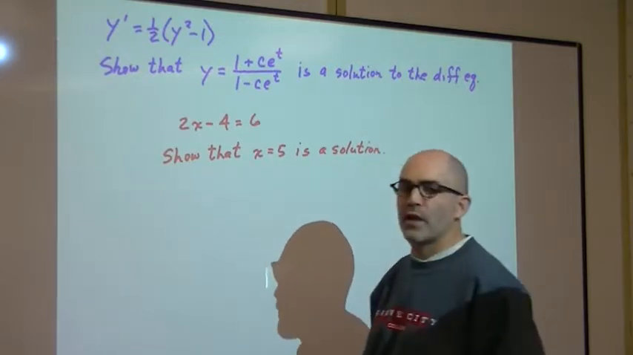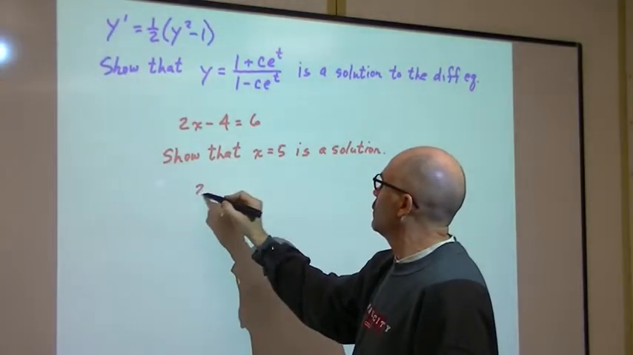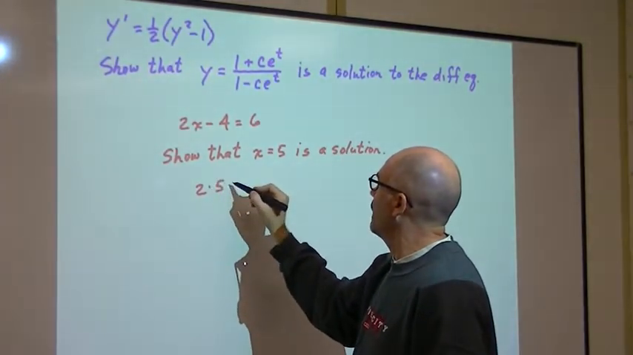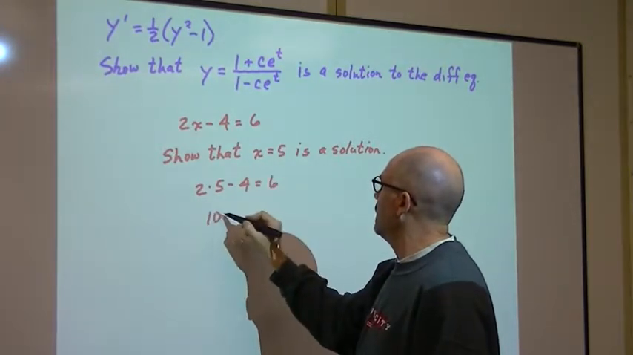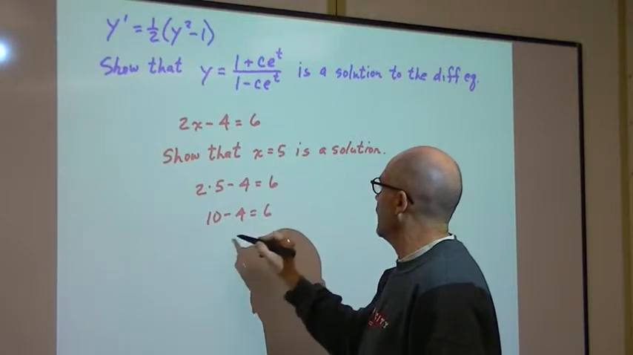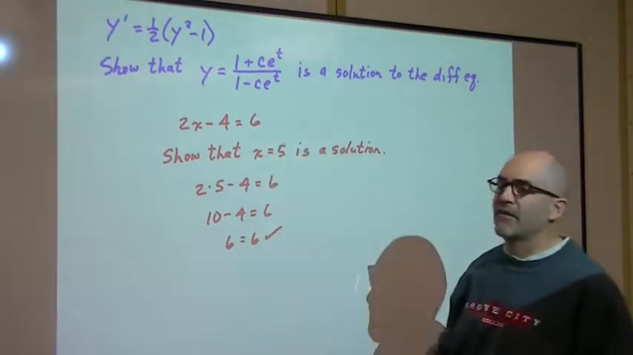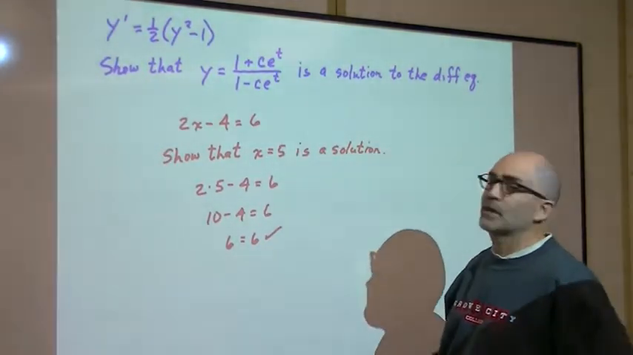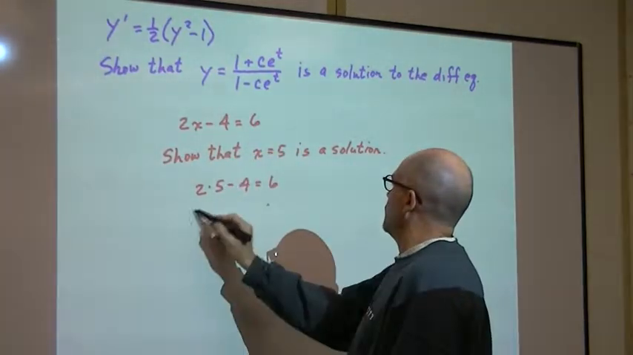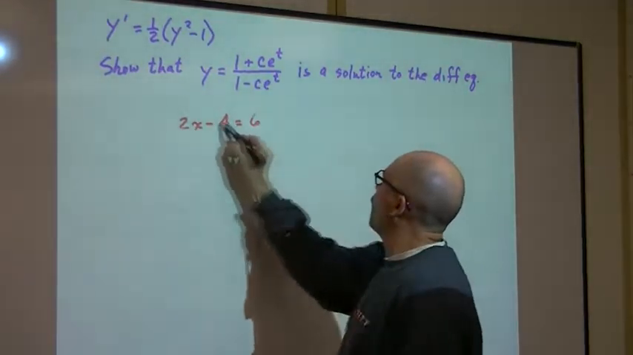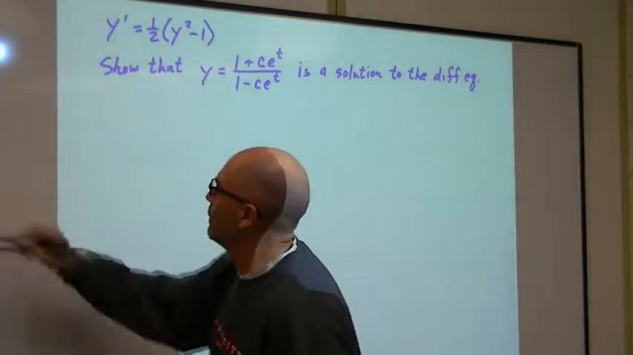Well, what do I do to show that? I plug x equals 5 in there, and I go 2 times 5 minus 4 should equal 6. Well, 10 minus 4 equals 6, and 6 equals 6. So I just showed that x equals 5 is a solution. That's all we're doing here, only it's a little more complicated than back when you were in pre-algebra. Oh, for the days when life was simple.